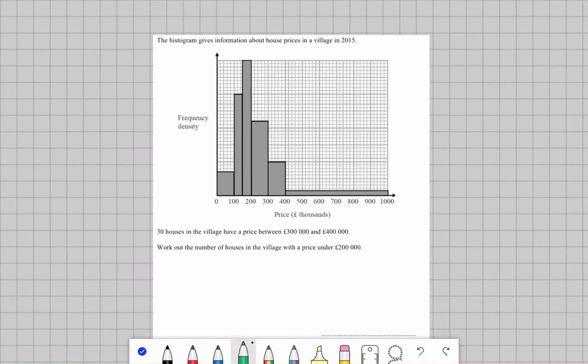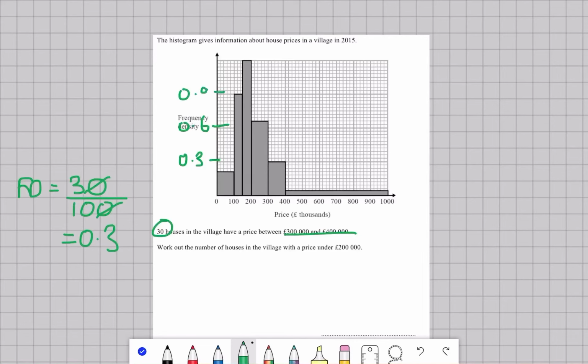So same kind of question, but this time we've got 30 houses between 300 and 400,000. So frequency density is frequency divided by the class width, which here is 100 again. So 30 divided by 100, which is 0.3. So I've got that as 0.3, so every two boxes is 0.3. So I've got 0.6, 0.9, and then 1.2.